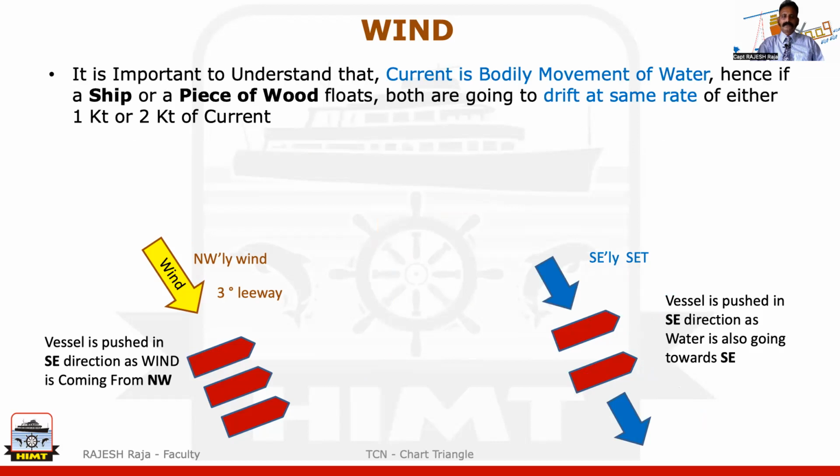Let us say that I make a ship float and I throw a piece of wood on the water also. You will see the current basically is the full bodily movement of the water. So the whole water is moving, which means effectively the ship also will be drifting at the same rate and in the same direction as the piece of wood. So this is how the current works on your vessel.